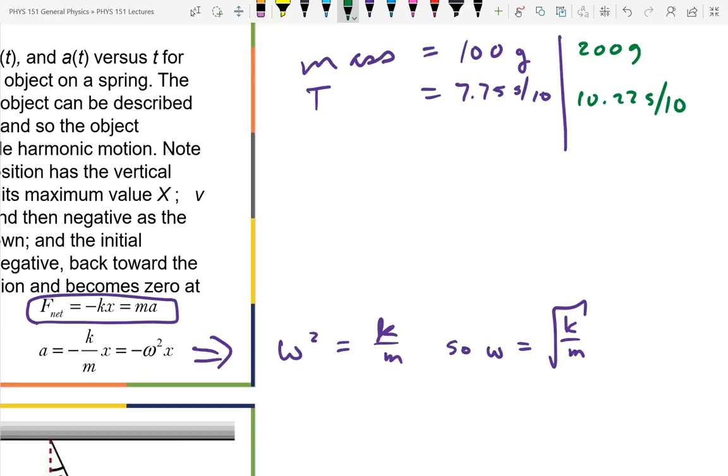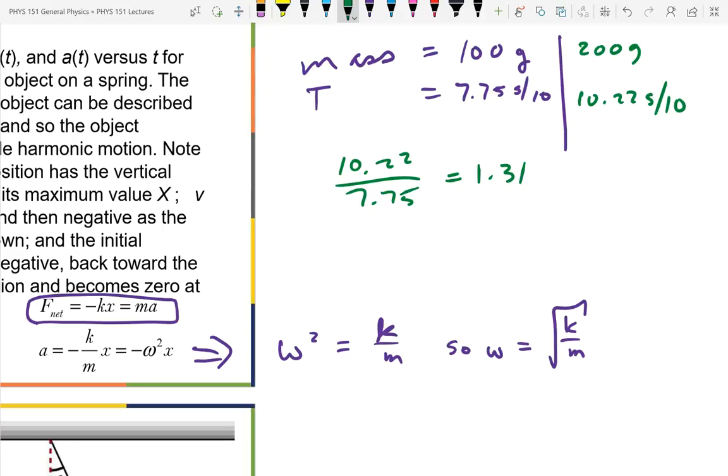Because it's not a linear relationship. It's a square root relationship. So it should be proportional to the square root of 2. What is 10.22 divided by 7.75? If we square that, in theory, we would get 2. In fact, it's going to be a little bit below, because we didn't take everything into account.